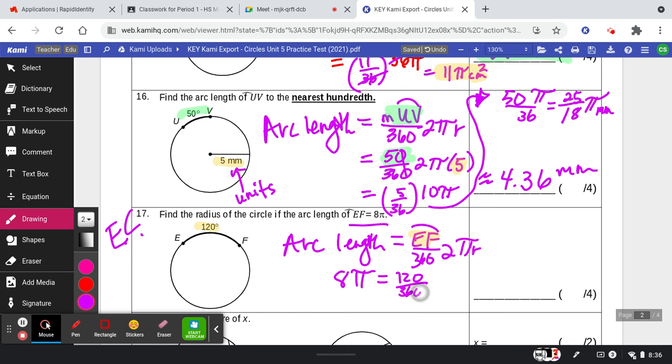120 over 360, and then times 2 pi r. R is the missing thing this time. This is an extra credit. You can totally skip it on the test when you take it if you don't want to. So for this one to work backwards, 120 goes into 360 how many times, you guys? Divide that for me. 360 divided by 120 is what?